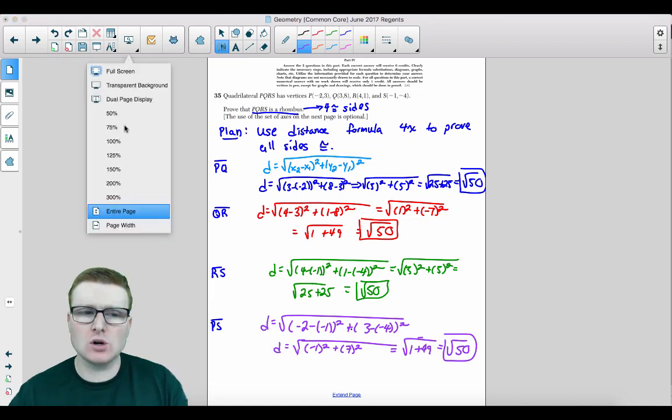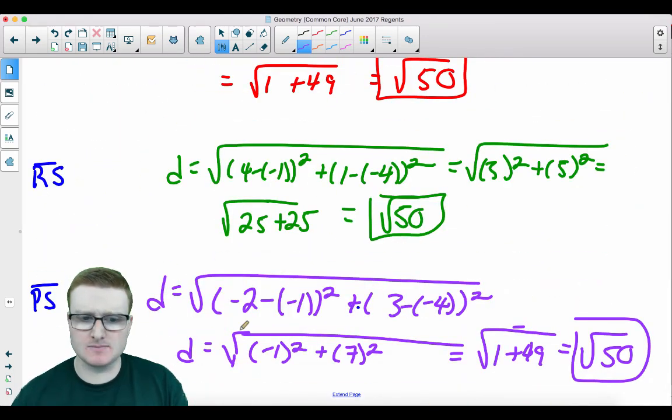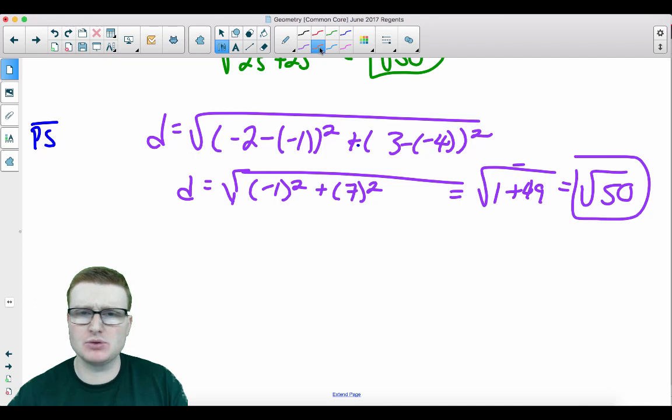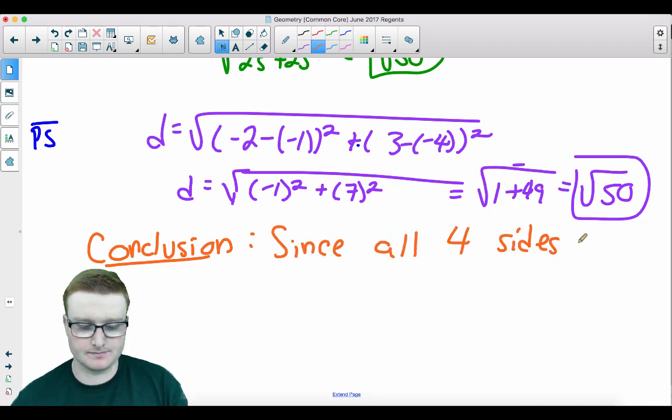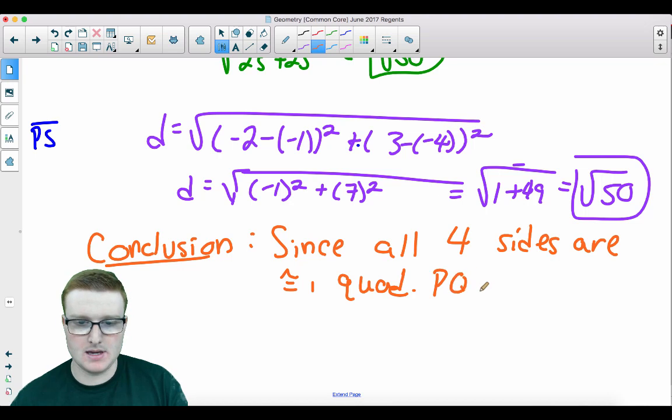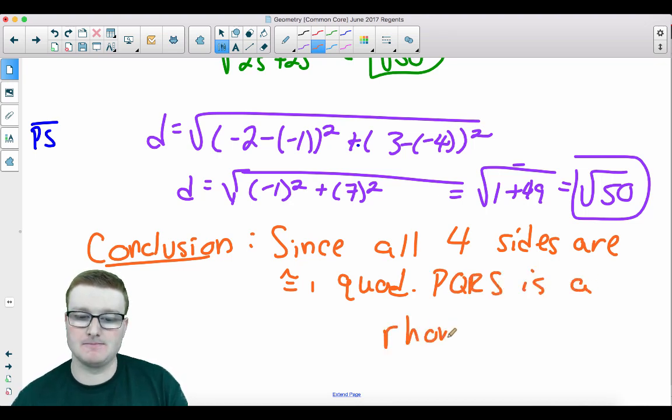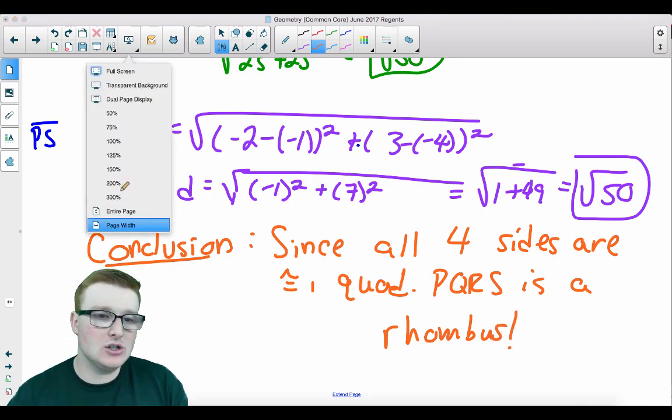Fantastic. Now, unfortunately, you need to actually write a sentence to prove your reasoning. So the conclusion, you actually need to draw yourself a conclusion. The conclusion is, since all 4 sides are congruent, quadrilateral PQRS is, in fact, a rhombus. Beautiful. Okay, so that's how you do the first part.